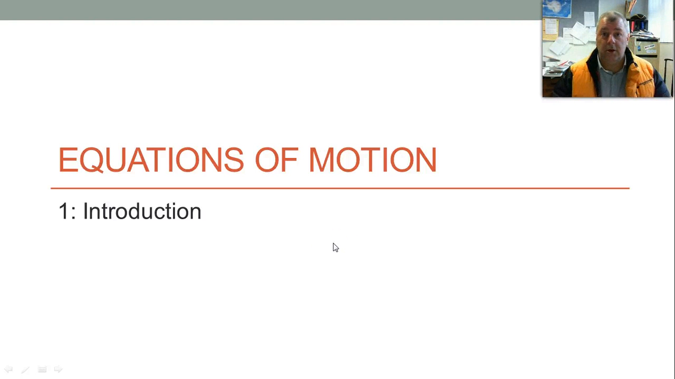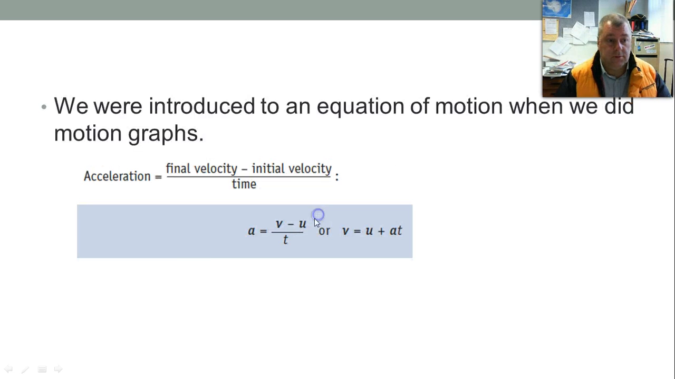Hello campers, welcome to the next topic in physical science, and this is a physics one. It's called the equations of motion, and this is our introduction. Now, when we did the motion graphs quite a while ago, we were introduced to our first equation of motion.